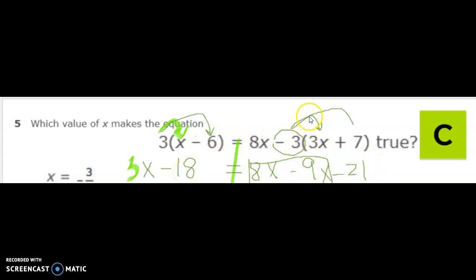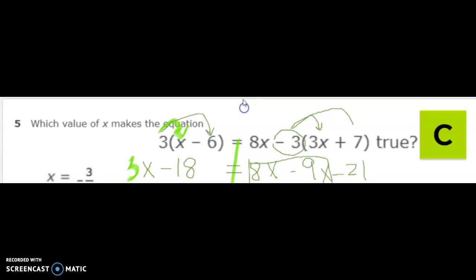You can also distribute on this side. So I brought down the 8x because I haven't done anything with it yet. Then I took this negative 3 and I multiplied it by whatever was inside of my parentheses. So I did negative 3 times 3x and I got a negative 9x. Then I took my negative 3 and I multiplied it by 7 and I got a negative 21.